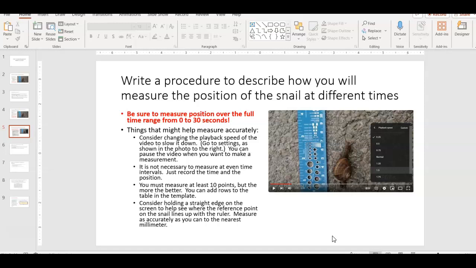More is definitely better. In order to see clearly how your reference point lines up with the blue ruler, I recommend that you take one of the clear straight edges that are on the tables in the room and hold that up to your screen. Make the video take up the full screen, and then hold that ruler up so that you can really see clearly how the feature that you're using lines up with the ruler.